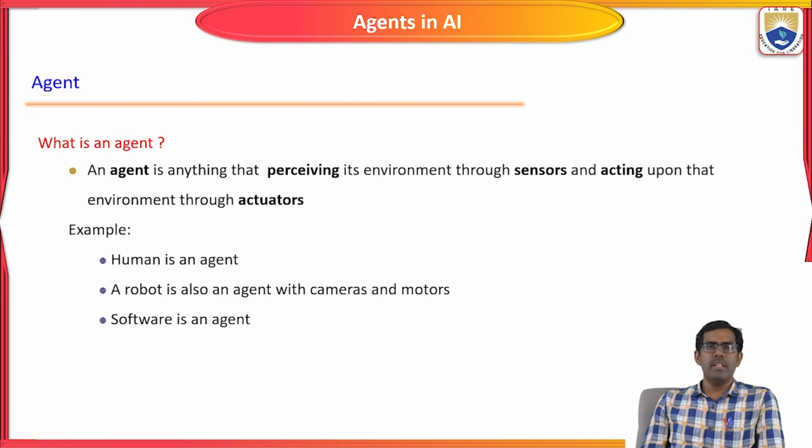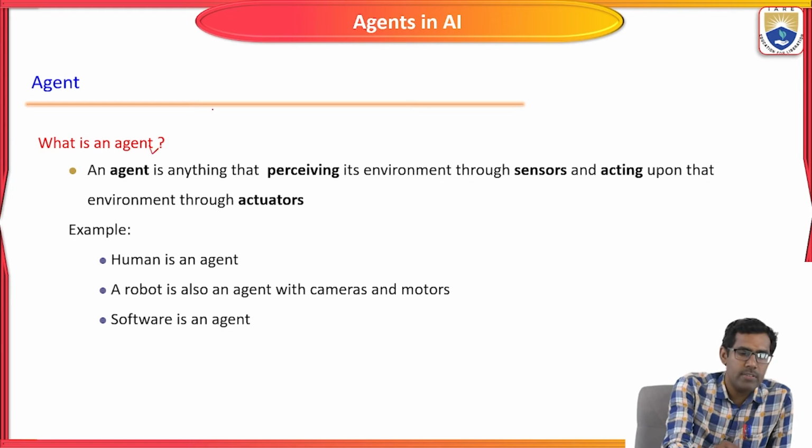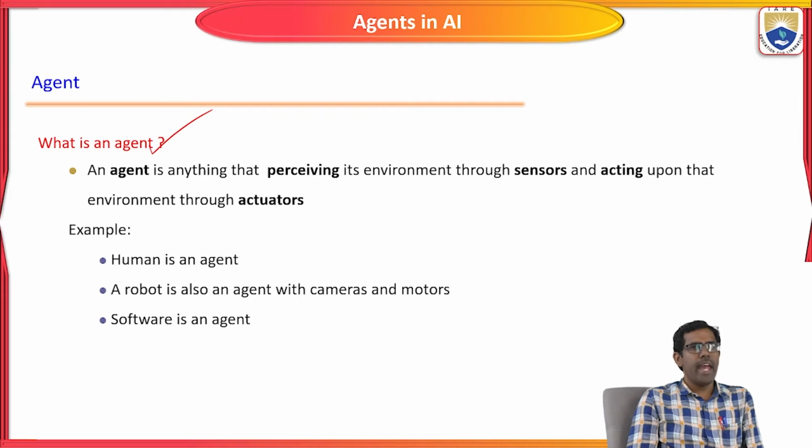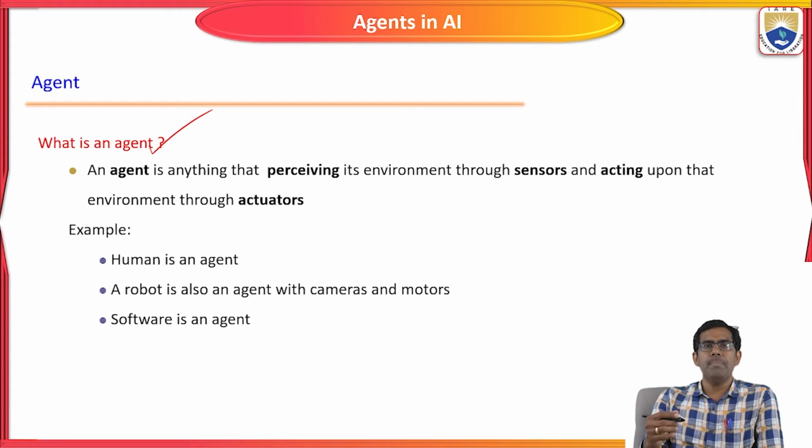Okay, previously I said the agent is a very important concept: how the artificial intelligence based machine should act, based on your problem statement or your environment. So first we will see the definition of the agent. What is an agent? The general meaning of an agent is an intermediate person between two people.